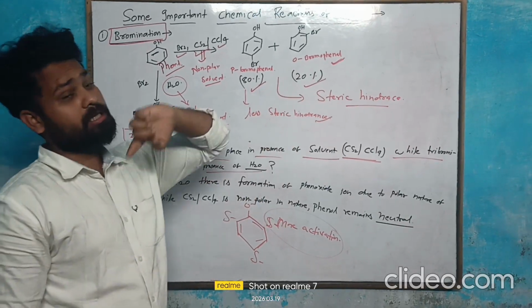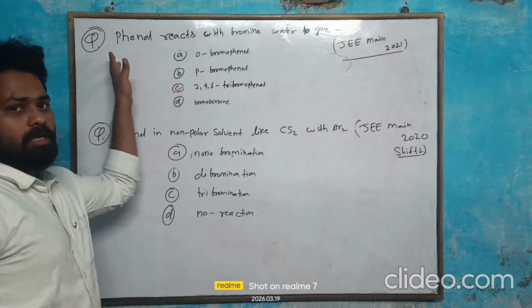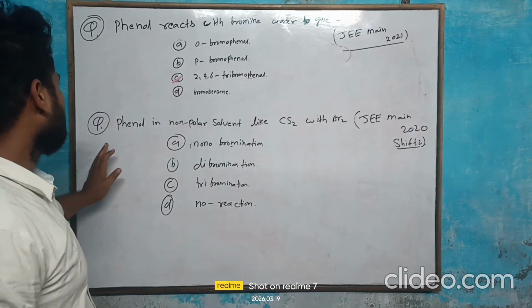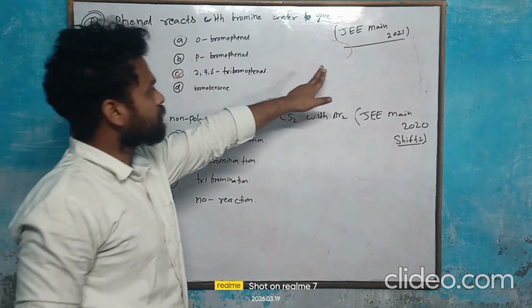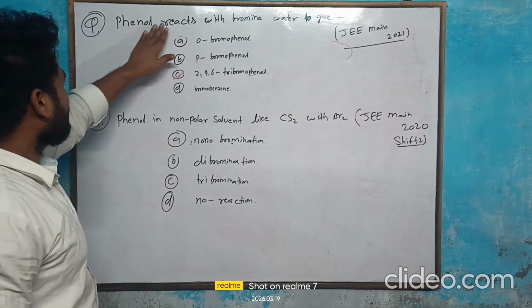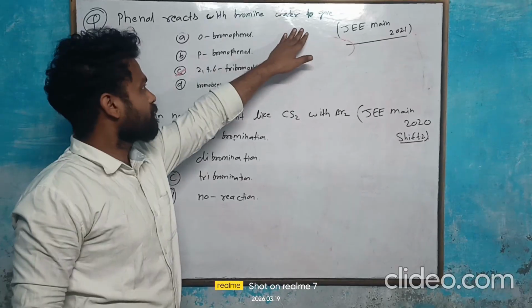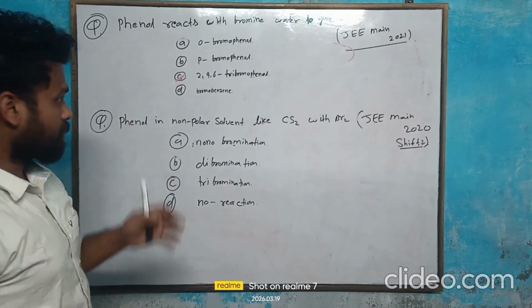Now we will see questions related to this, which were asked in JEE Main. These 2 questions are asked from the topic bromination. The first one was asked in the 2021 JEE Main. First: phenol reacts with bromine water to give. We have discussed this.